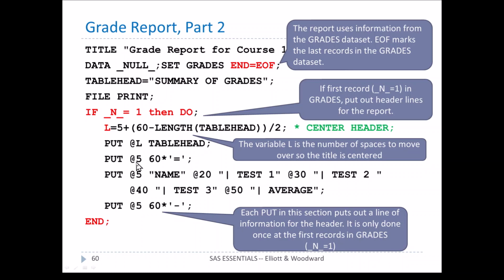Then the next line, it's going to move over to the 5th column, and it's going to put a bunch of equal signs, in fact 60 of them. Then the next line is going to move to the 5th column and put the word name. Then it's going to move to the 20th column, put a vertical bar, test 1, go to the 30th column, vertical bar, test 2, and so forth. So it's creating a table is what's happening here. And then finally at the end, it goes to the 5th column and creates a single bar that's 60 columns wide, and then end. So at the very first of the program, it creates basically a header for the table that we're going to be using.